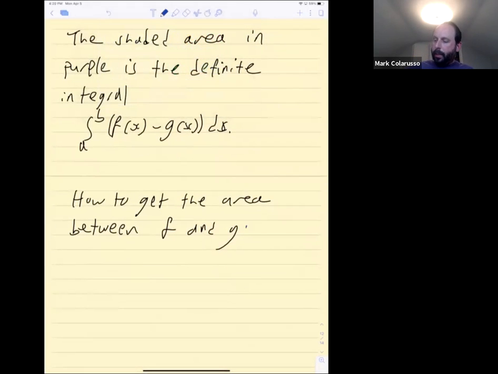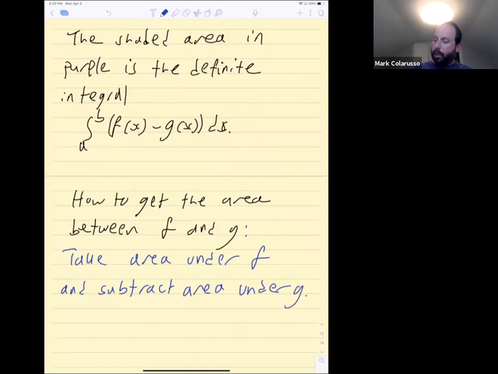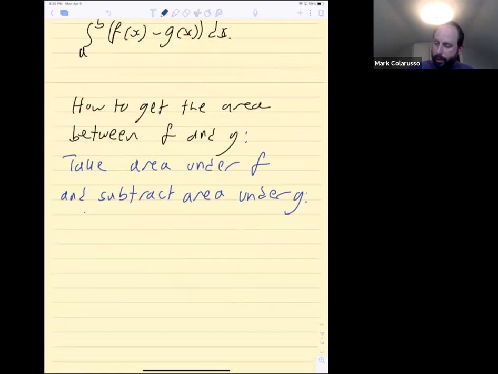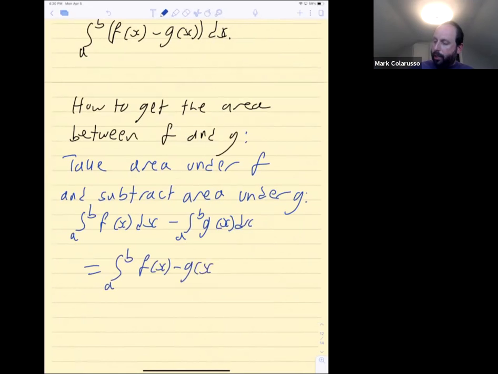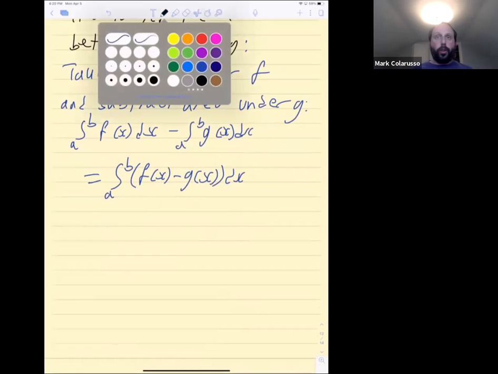So take the area under f and subtract the area under g. If you do that, what is that? Well, that's the integral from a to b of f(x) dx minus the integral from a to b of g(x) dx. And that's exactly, by our difference rule for definite integrals, the integral from a to b of f(x) minus g(x) dx.